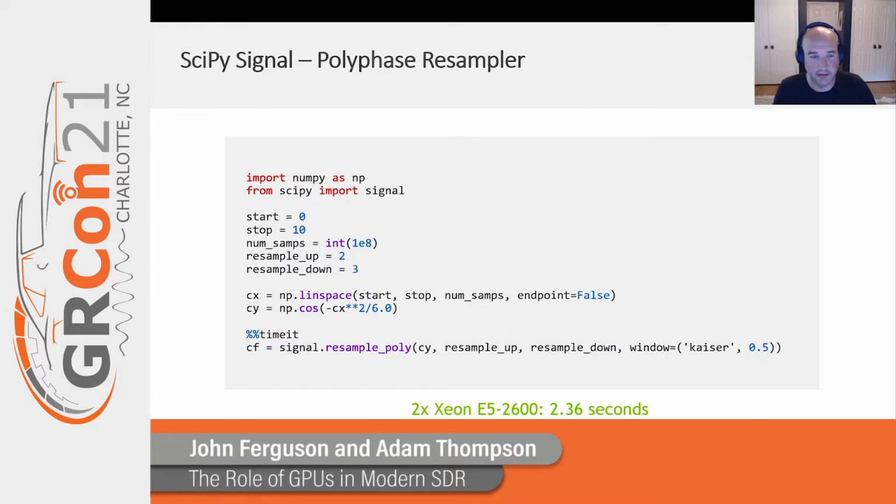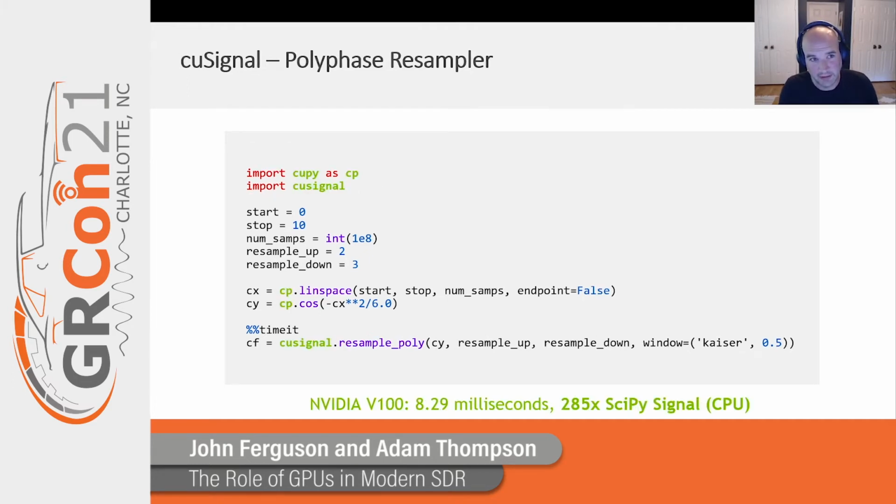This is the cuSignal API. Here what we're showing is SciPy signal, so this is just CPU. We're going to do a quick polyphase resample, and we're just timing the compute here. So we're not timing the host-to-device memory transfer from the CPU to the GPU. If you time just the resample poly, this takes about 2.4-ish seconds on a Xeon E5.